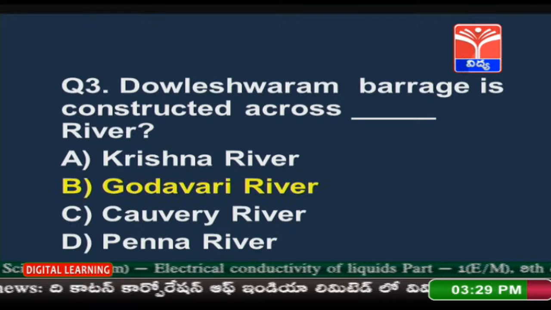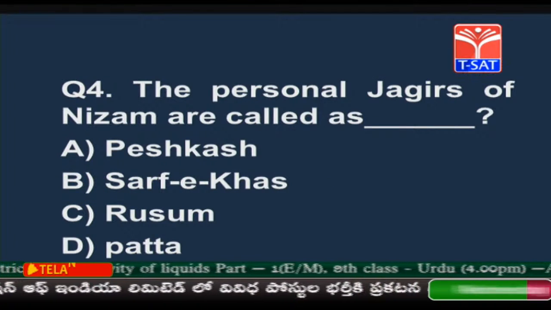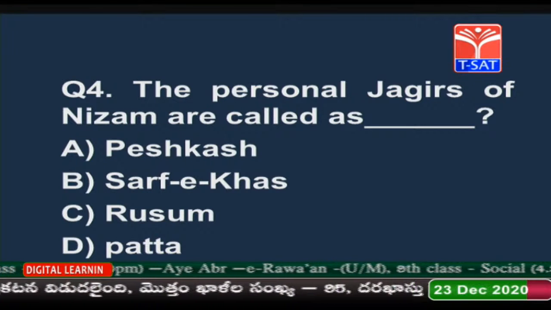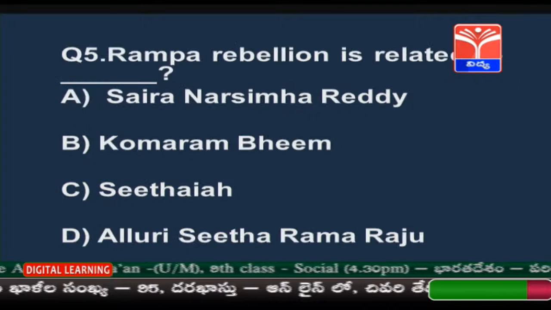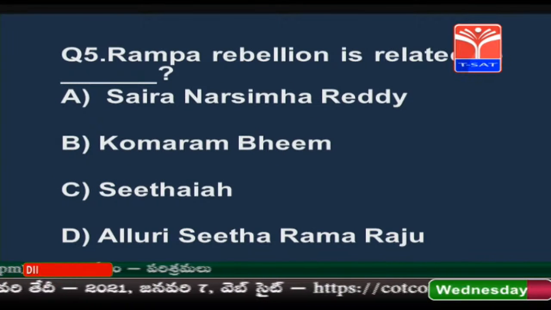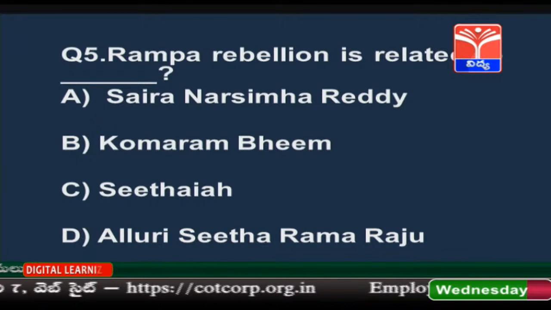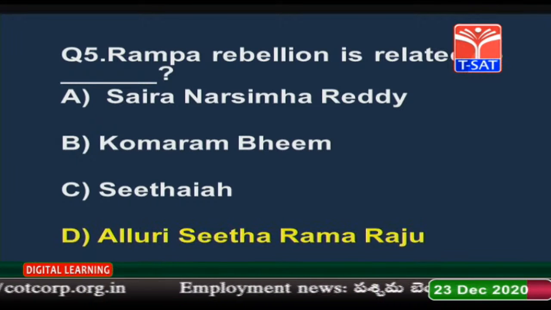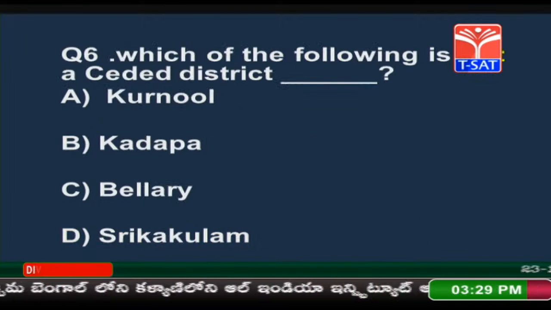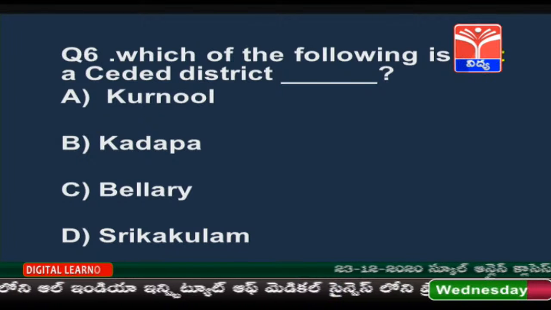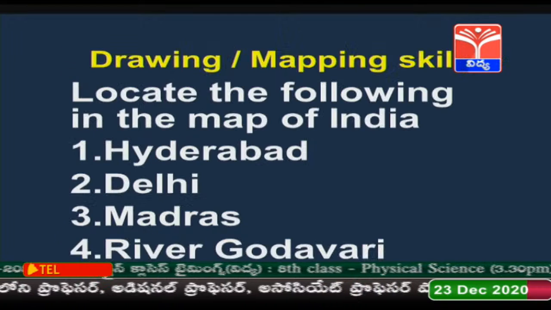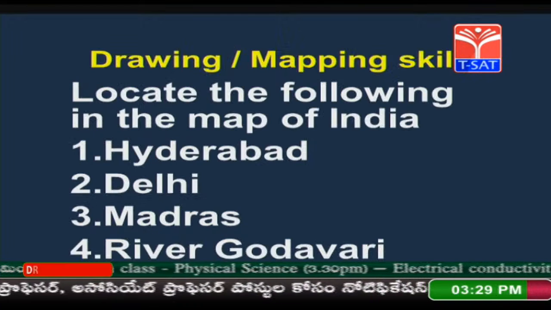A, Krishna, B, Godavari, C, Kaveri, D, Penna. Godavari is the answer. The personal jagirs of the Nizam are called: A, Peshkash, B, Sarf-e-Khas, C, Rusum, D, Patta. Sarf-e-Khas. The Rampa rebellion is related to which leader? A, Uyyalawada Narasimha Reddy, B, Komaram Bhim, C, Sitaya, D, Alluri Sitaramaraju. Alluri Sitaramaraju is the answer. Which of the following is not a ceded district? A, Kurnool, B, Kadapa, C, Ballari, D, Srikakulam. The answer is Srikakulam.